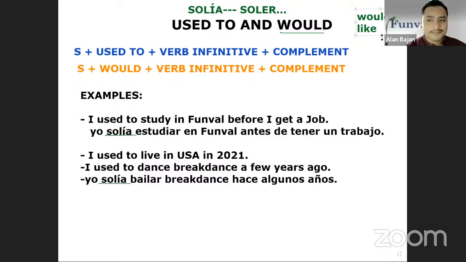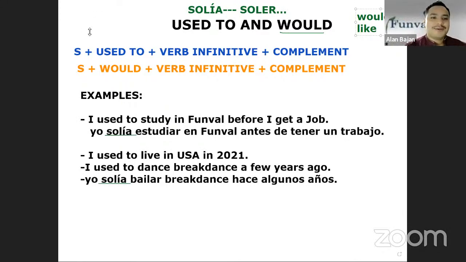It's not the same. Okay, it's not the same. Would you like to eat pizza? That's another expression, very different, other topic. Don't think about that. Exorcising you. No, don't think about that. That's other topic. Today, would is the same as used to. Solía and soler, solíamos, etc. Okay?